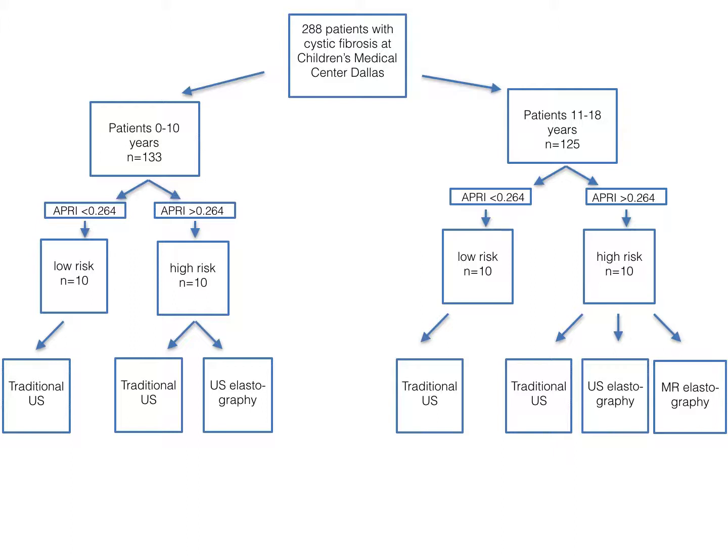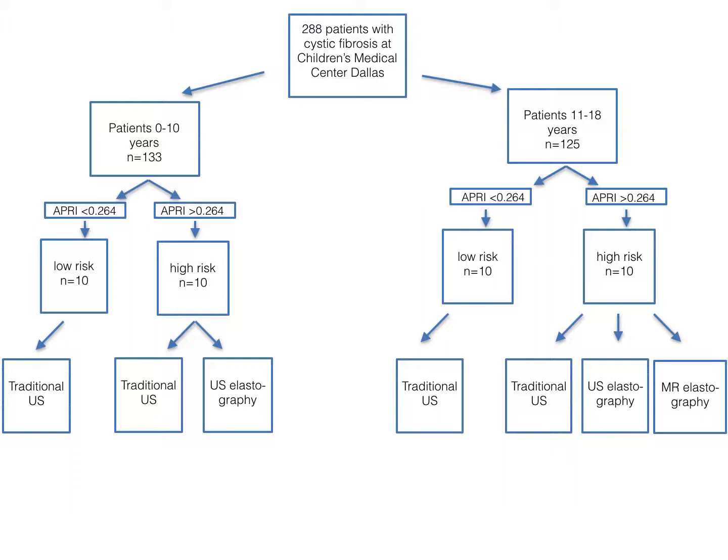This number is based on a study published in Hepatology in 2015. The study showed that an APRI of greater than 0.264 demonstrated a sensitivity of 73% and a specificity of 70% in predicting CF liver disease. Once stratified as low risk, patients will undergo regular ultrasound alone. If classified as high risk, the patients 0 to 10 years will undergo traditional ultrasound and ultrasound elastography. For high-risk older children, traditional ultrasound will be performed alongside ultrasound elastography and MR elastography.